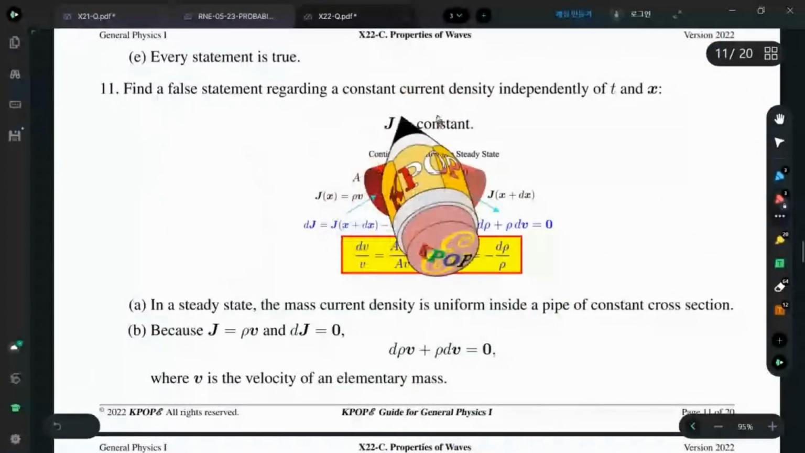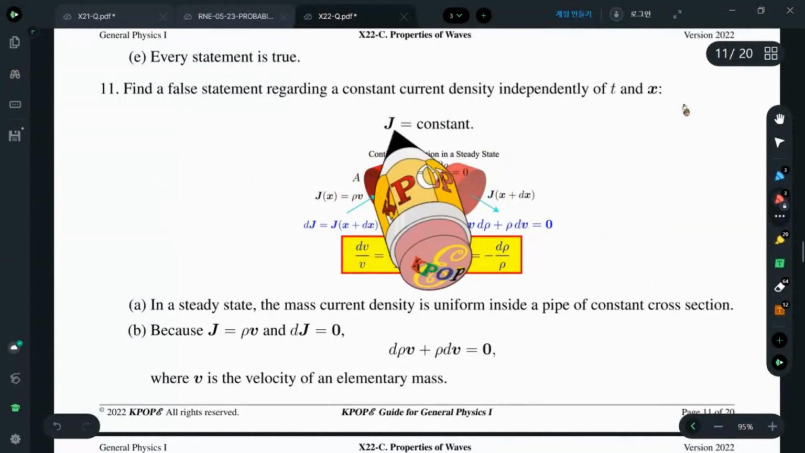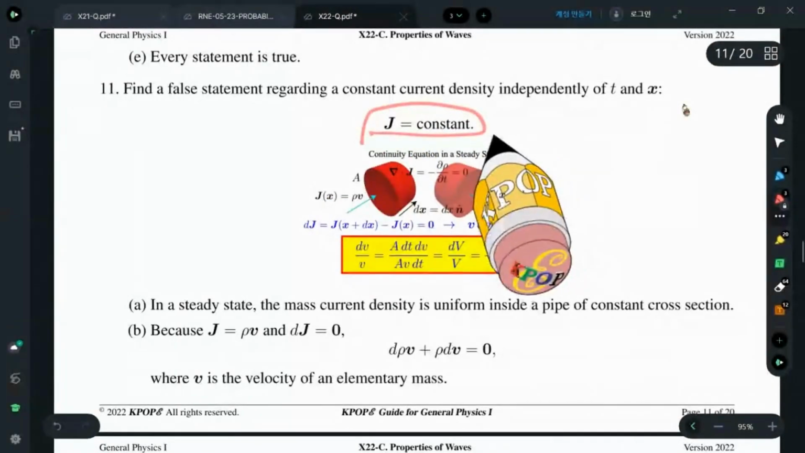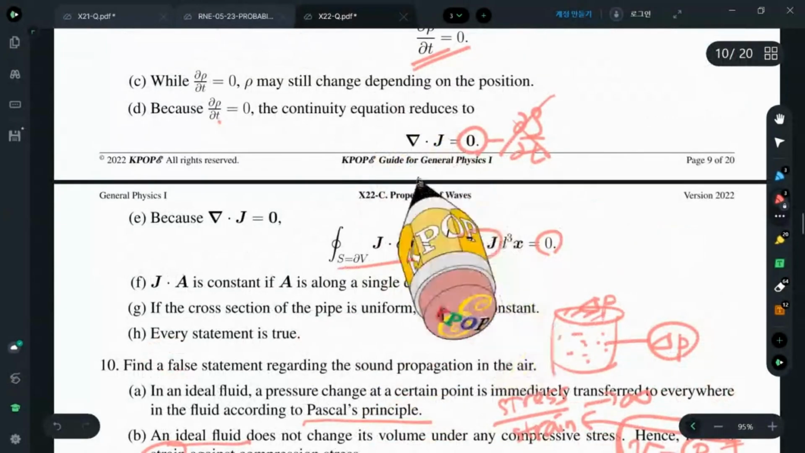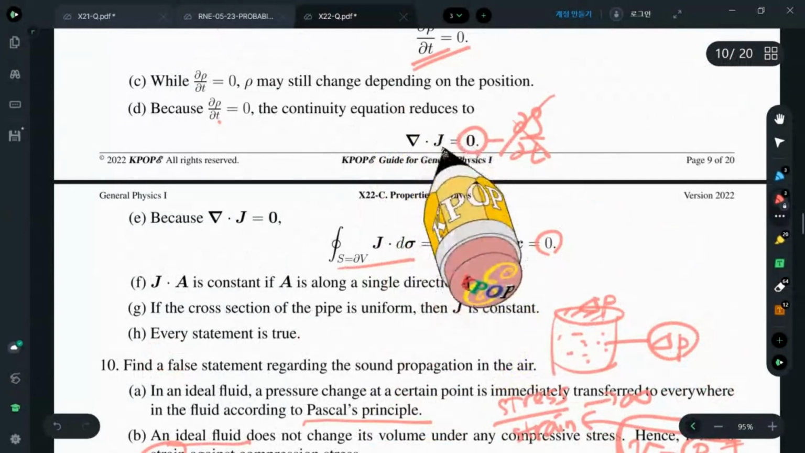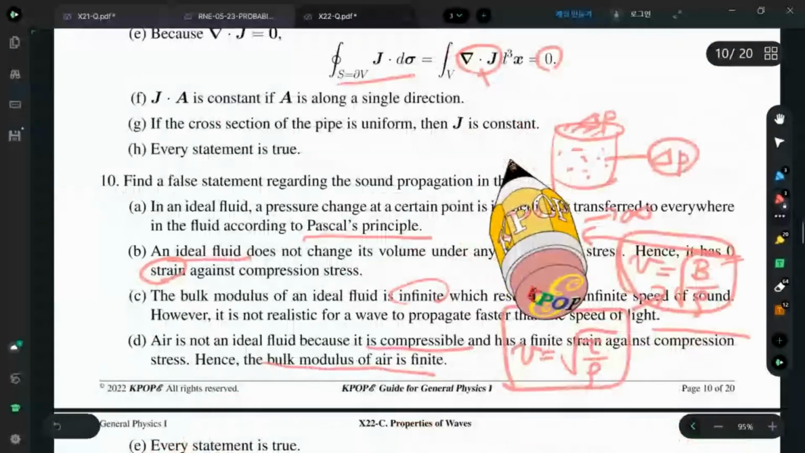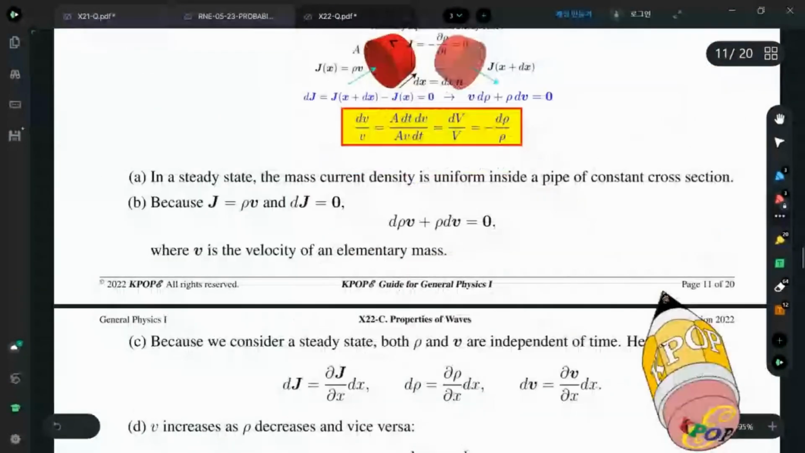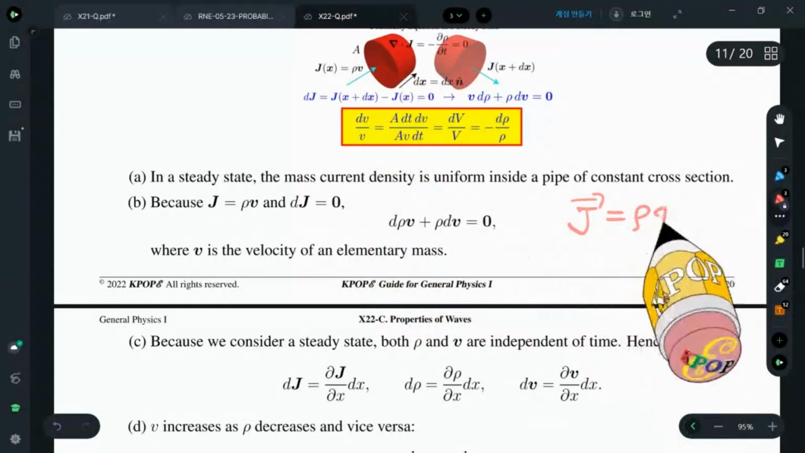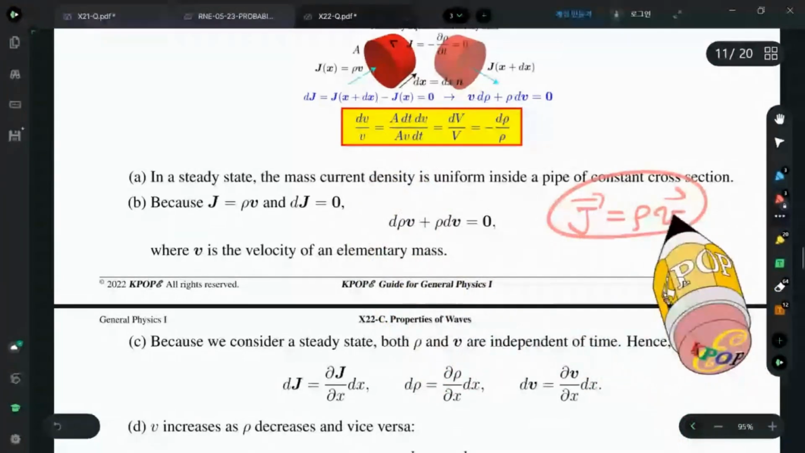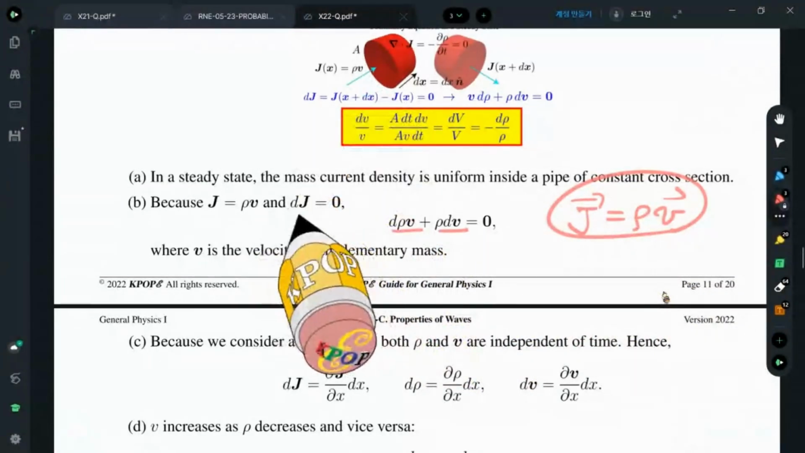11. Find a false statement regarding a constant current density independently of t and x. J equals constant. Constant is a simpler case. In general, divergence of J equals 0, but if I substitute a constant J, it is also satisfying that the divergence is 0. So again, I can make use of the continuity equation. I told you the current density J is rho times v, right? So this differential, this current density, doesn't change because J is constant in this problem.